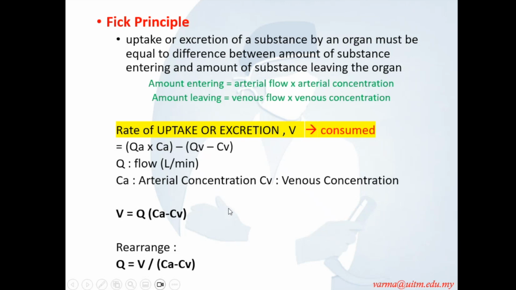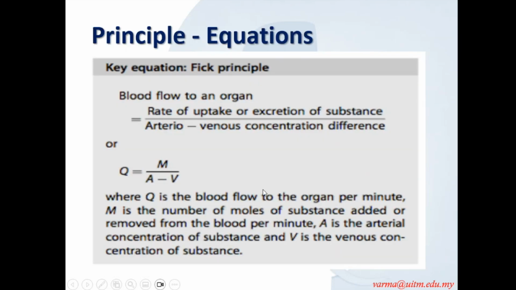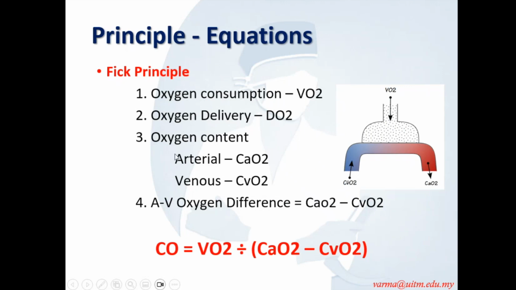So if you rearrange all that, your cardiac output Q will be equivalent to the amount consumed divided by the arteriovenous difference. It goes back to the same equation. We have talked about this in our previous classes. The Fick's principle: we have to know the oxygen consumption, we have to know the oxygen content of CaO2 and CvO2. The difference between these is your AV difference, then you can calculate your cardiac output. Okay, then you can calculate your cardiac output.